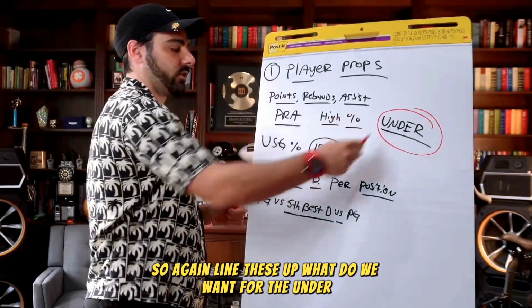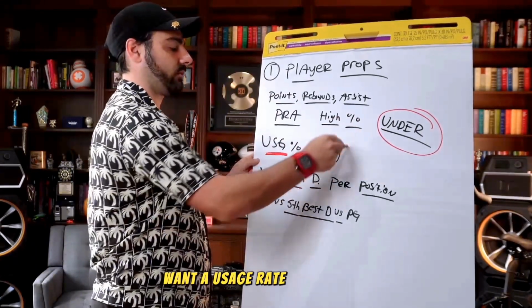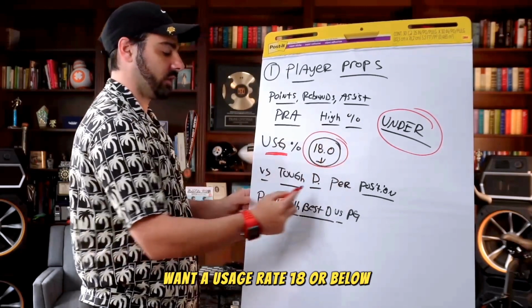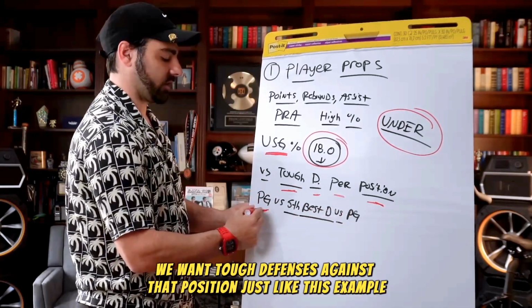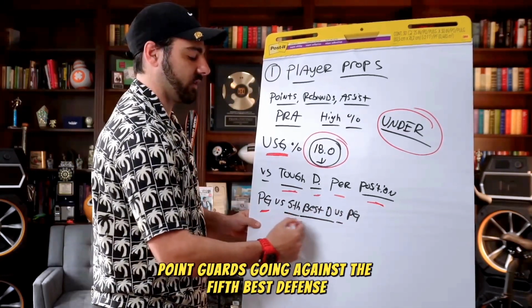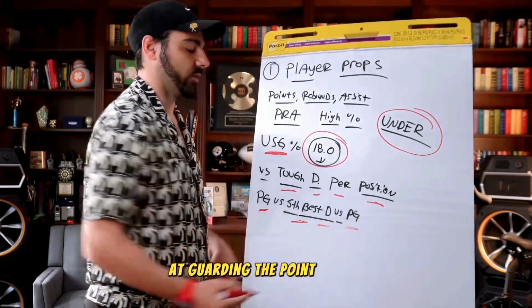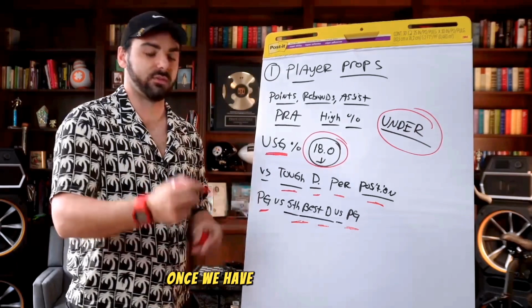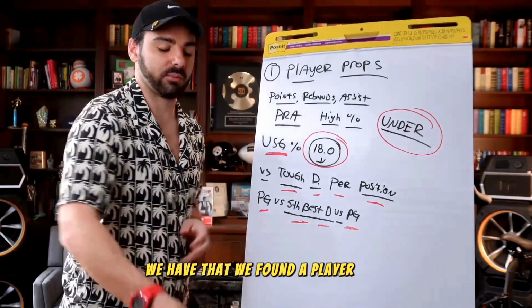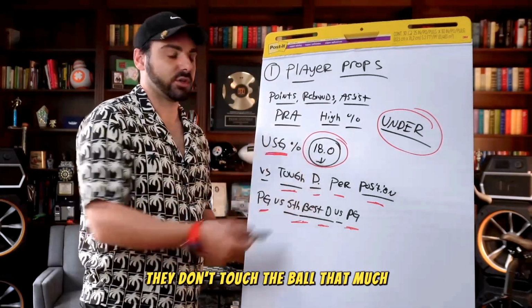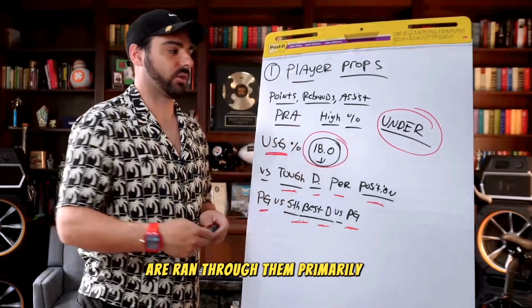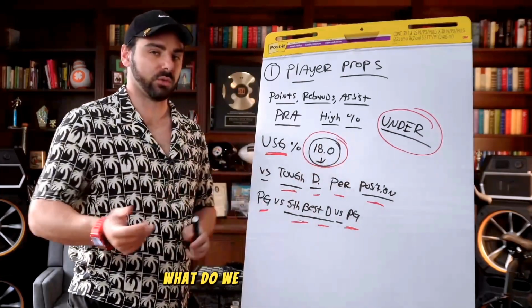What do we want? For the under, we want a usage rate 18 or below. We want tough defenses against that position. Just like this example, point guard's going against the 5th best defense at guarding the point guard position. Now, once we have all that mixture, we found a player that has a good defensive matchup. They don't touch the ball that much. The offense isn't run through them primarily. We're looking at the under. What do we do from there?